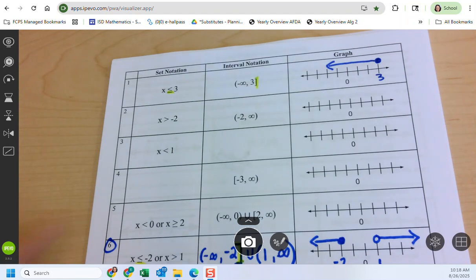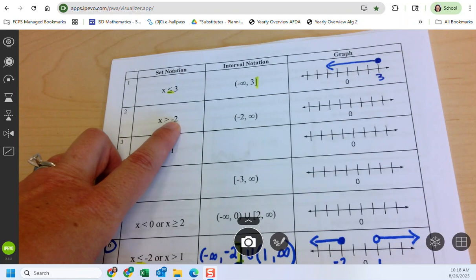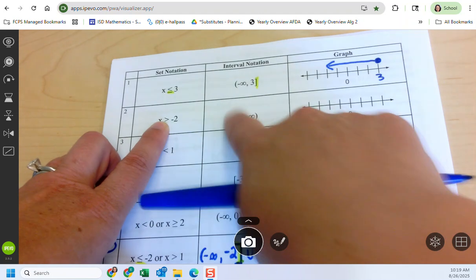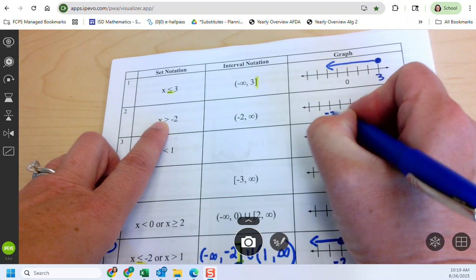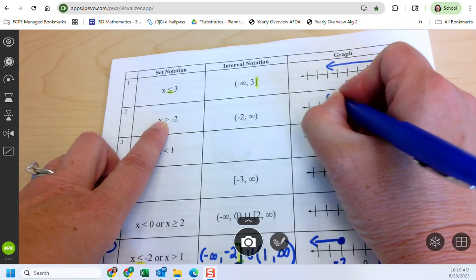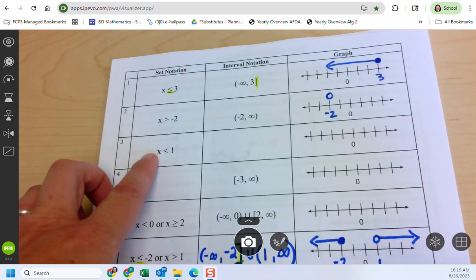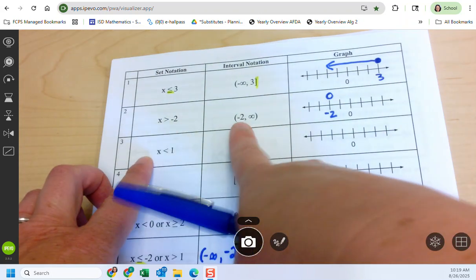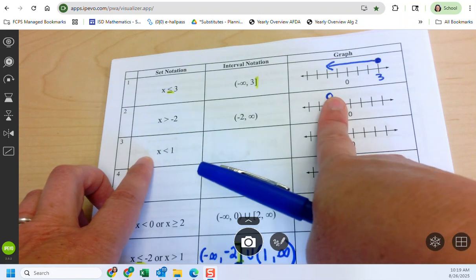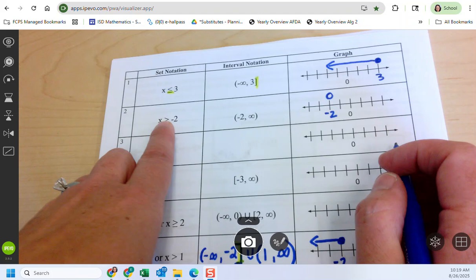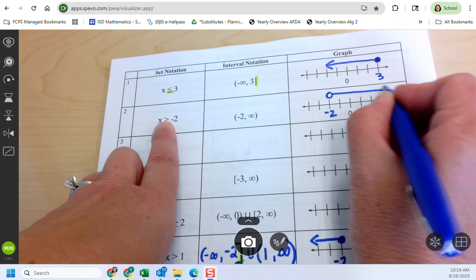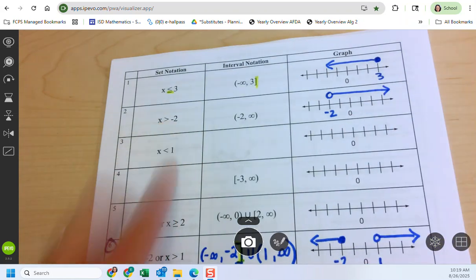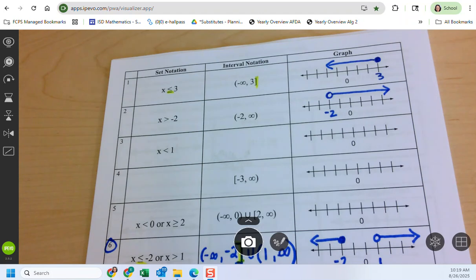Next one is x is greater than -2. So this one does not have an equal sign, and this is why we have a parentheses here. At -2, I'm going to have an open circle. So those three things go together: greater, parentheses, open circle. All right, greater than -2, the numbers bigger than -2 are on the right. Questions on 1 and 2?